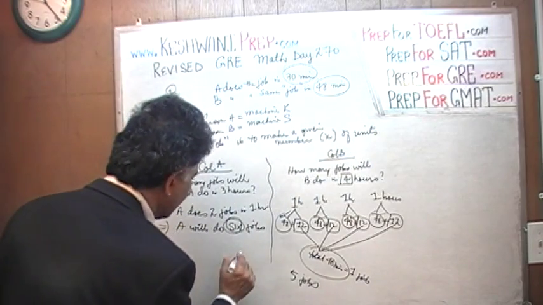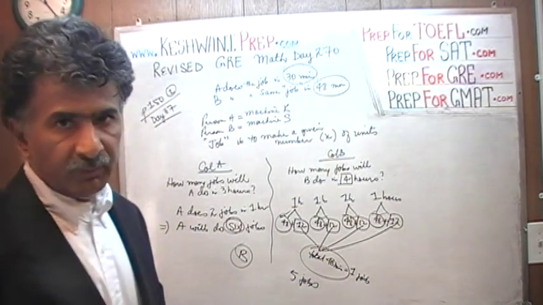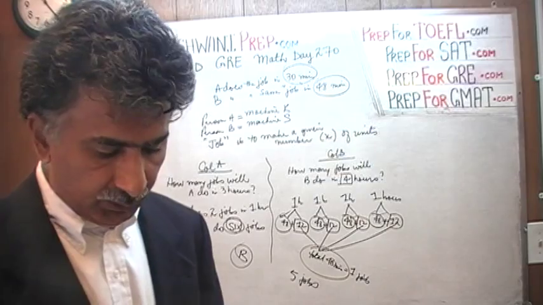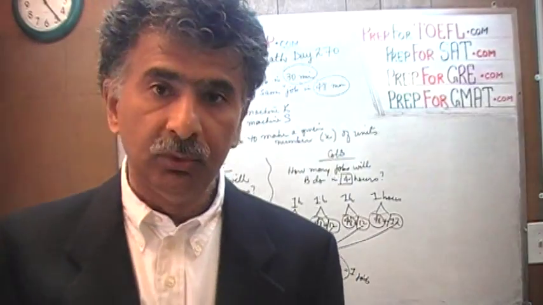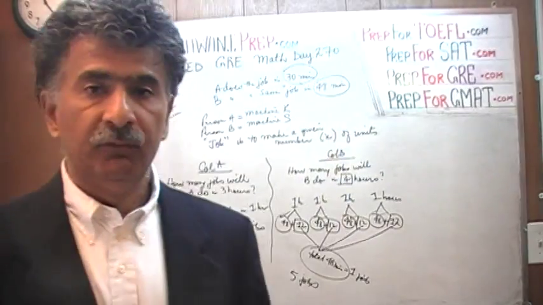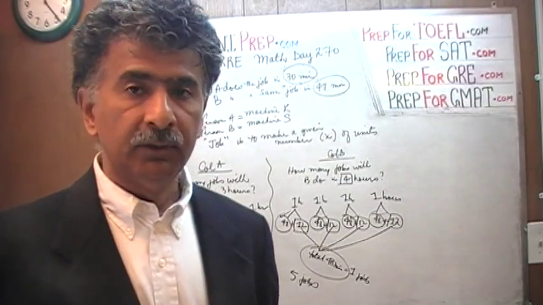This guy is doing 6 jobs, so the answer is B. That's one way of figuring out the answer to this question here. The question was, how many jobs will he do in 4 hours if it takes him 48 minutes to do one job?